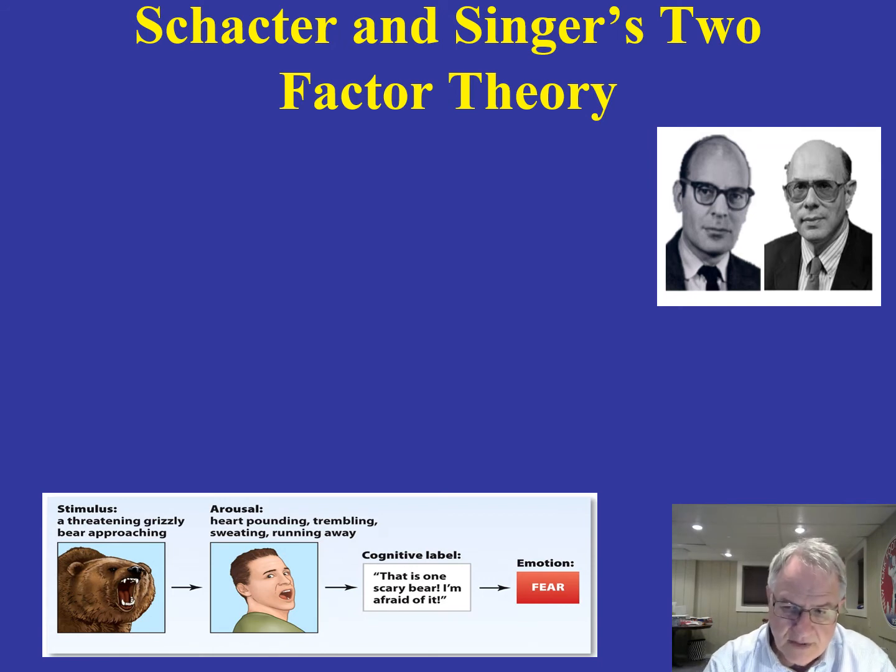Two other psychologists who have made major contributions in this area are Schachter and Singer, in what is called the two-factor theory. To take a look at this diagram that you see here, if there's a threatening stimulus, this is a grizzly bear that's approaching you, you experience arousal, your heart pounds, you tremble, you start running away, and then you give this a cognitive label. And that cognitive label is, that is one scary bear, I'm afraid of it. And then the emotion of fear ensues.